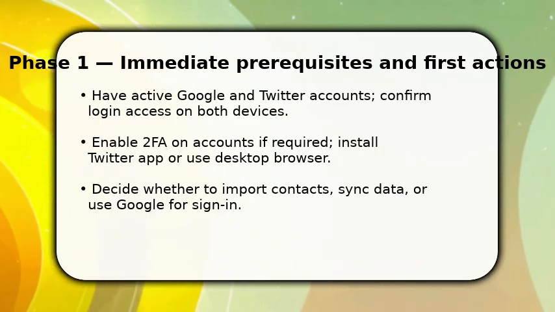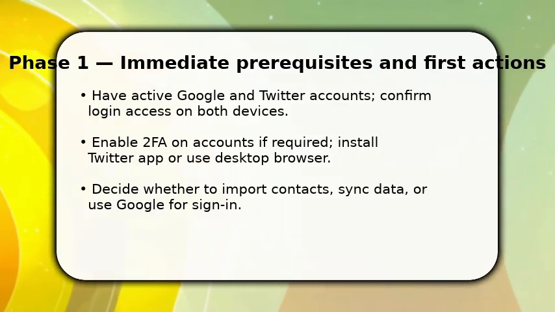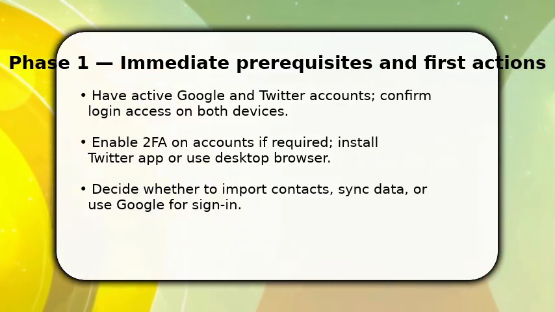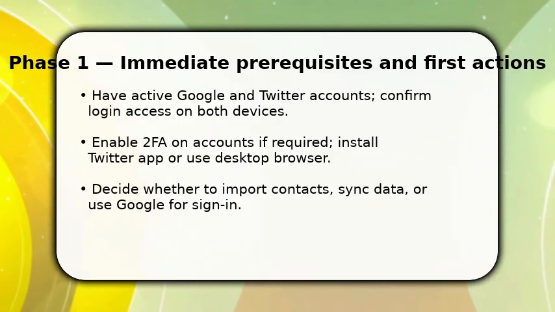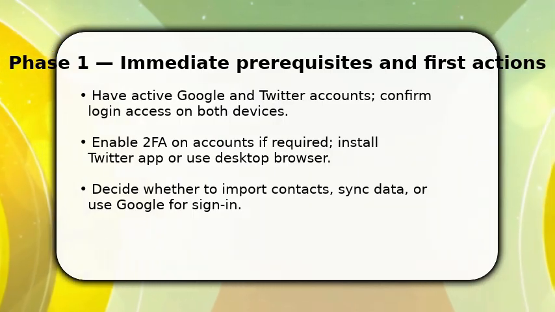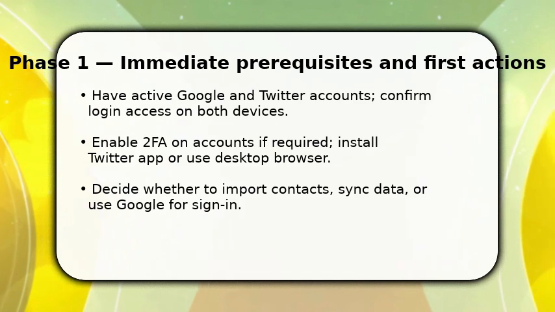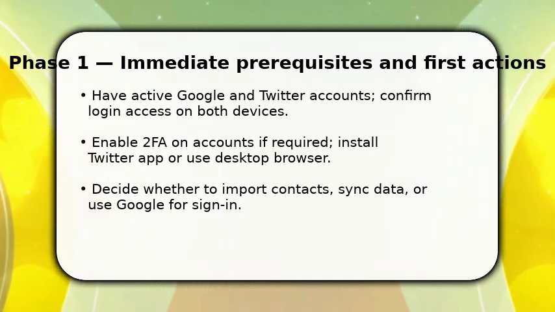If two-factor authentication is on, have your method ready. This upfront check prevents interruptions and explains why permissions matter. Control over contacts, calendar sync, or single sign-on depends on choices you make now.